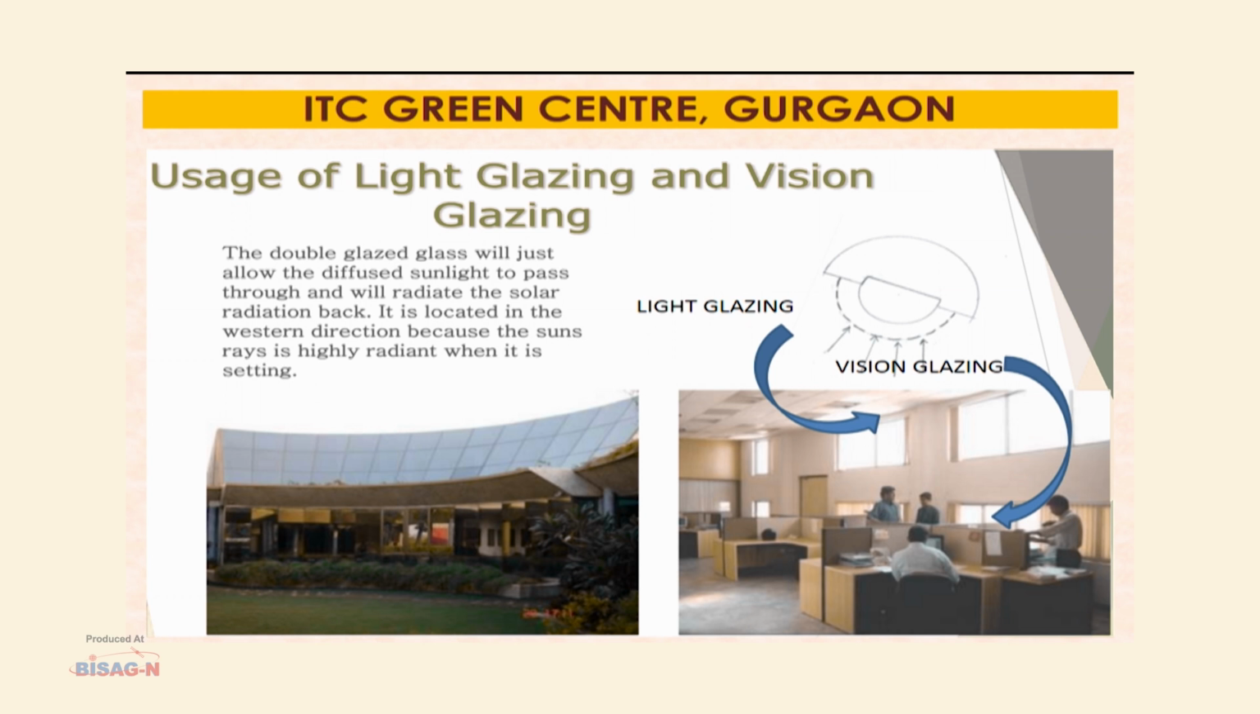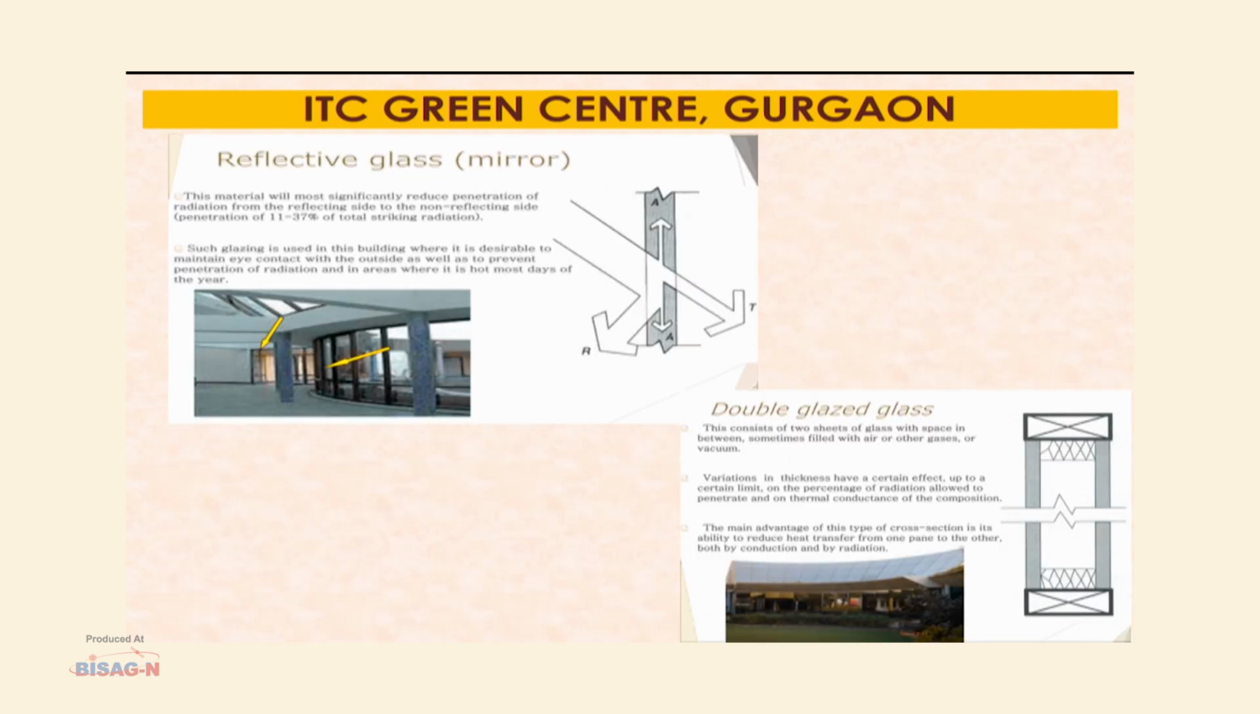It is located in the western side because the sun's rays are highly radiant when it is setting in the evenings. On the other side, it has a DGU glass which reflects the radiation and allows only the light to pass through. This sort of glass is used where eye contact is required at this level with the exteriors of the building. And the DGU glass consists of two glasses with a space of vacuum or special gas filled in between.